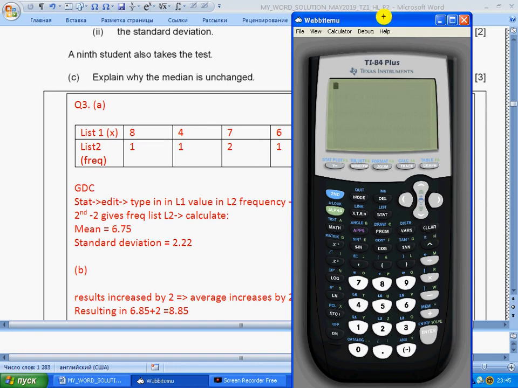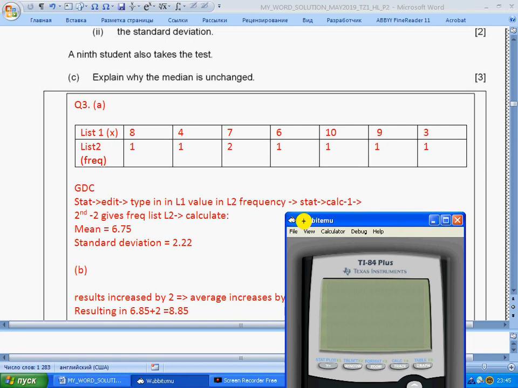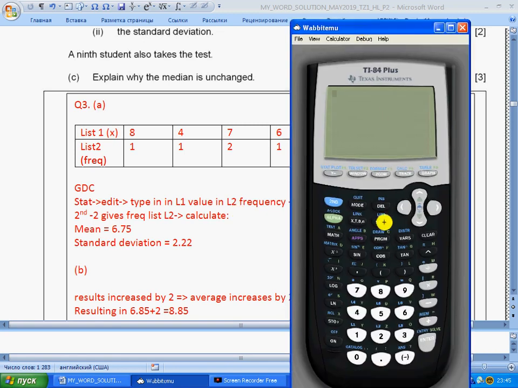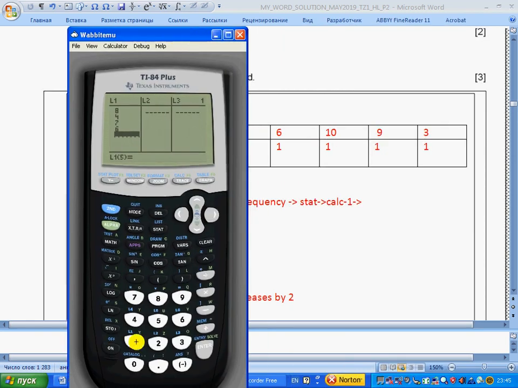Here are the steps. Press STAT, then Edit, and type in L1 the x values. Let's do it. Press STAT. First you need Edit, 1. In L1 you put the x values, so it is 8, 4, 7, 6, 10, 9, 3.